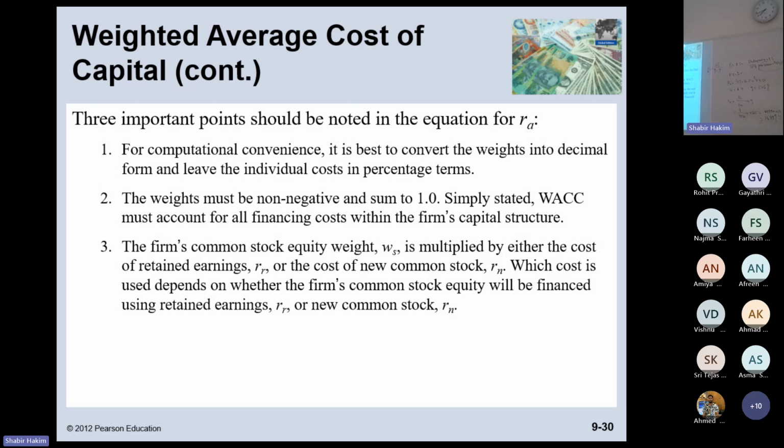The firm's common stock equity WS is multiplied by either the cost of retained earnings or the cost of new common stock. This is where sometimes the question becomes tricky. You will have a couple of questions in the problem sets where they will talk about the funds required. There is a unique way of presenting the problems. You can put it this way. Suppose we say, that's it.